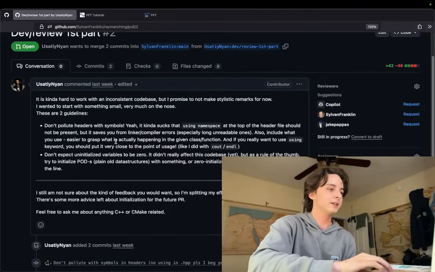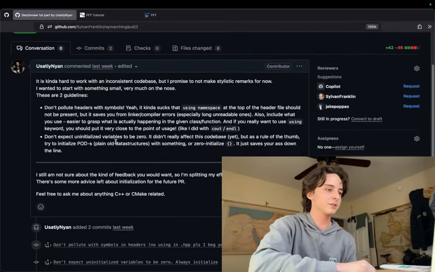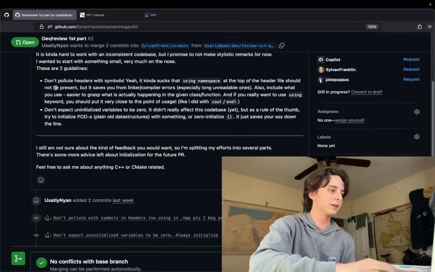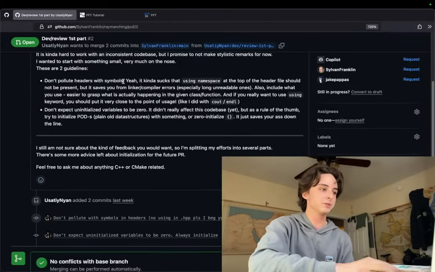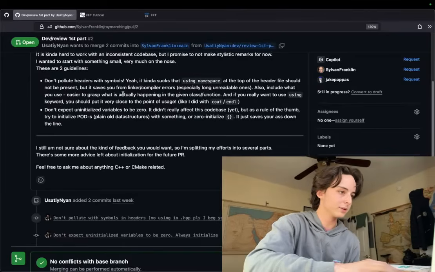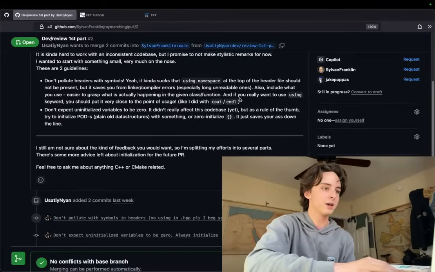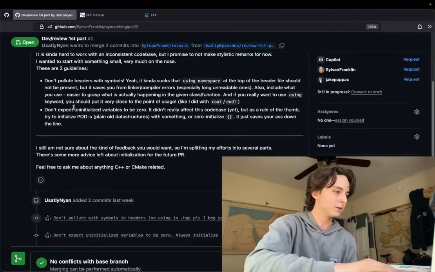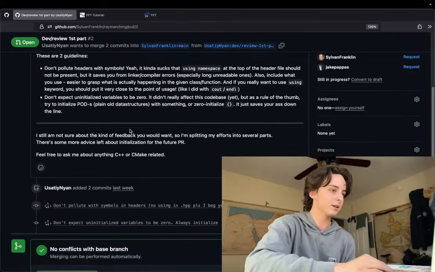It's kind of hard to work with an inconsistent code base, but I promise to not make stylistic remarks for now. I wanted to start with something small, very much on the nose. Here are 2 guidelines. Don't pollute headers with symbols. Yeah, it kind of sucks, but using namespace at the top of a header file should not be present, because it saves you from linker and compile errors, especially long, unreadable ones. Also, include what you use. It's easier to grasp what's actually happening given the class function. And if you really want to use the using keyword, you should put it very close to the point of usage, like I did with cout and endl.